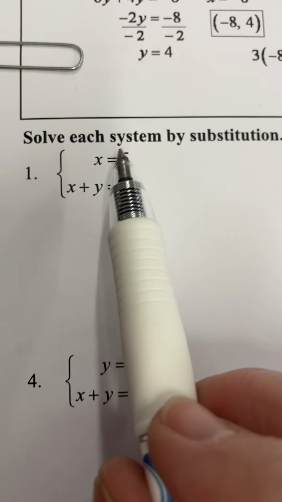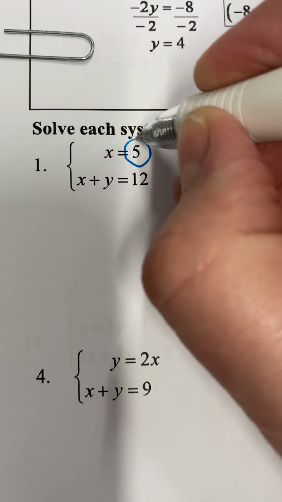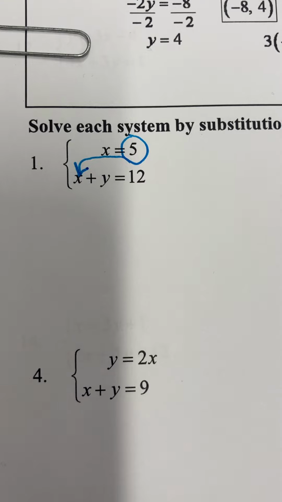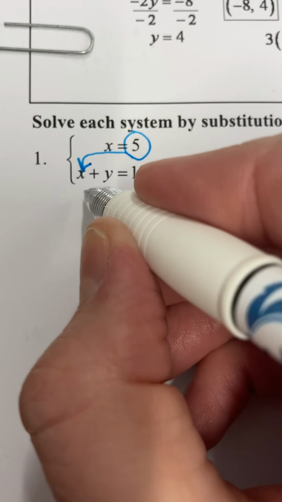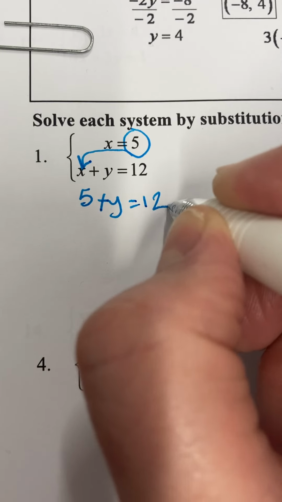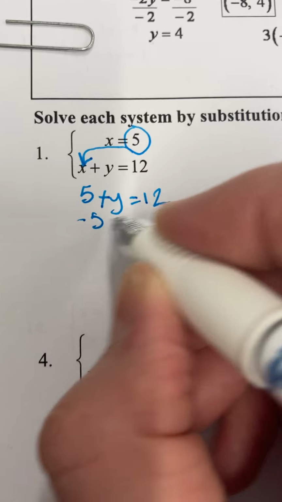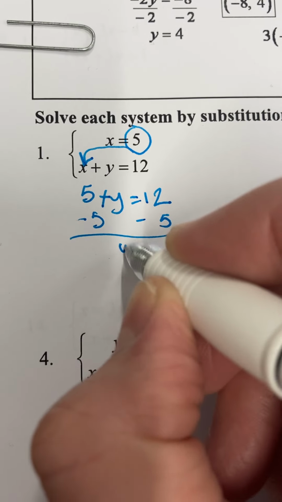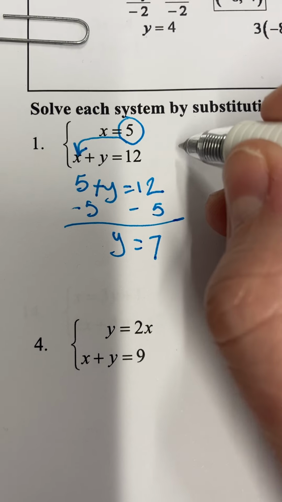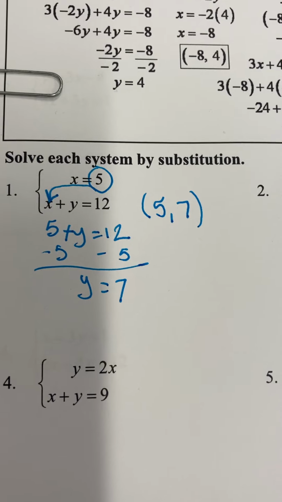All right, so step one, do we have a letter by itself? Yes, we do. X is all alone, so I circle this 5, and I say, well, 5 goes into the x in the other equation. So x disappears, 5 comes in. So I'm going to rewrite this as 5 plus y is equal to 12. And then I'm going to solve for y, so I do that by subtracting a 5, subtract a 5, and you get y to equal 7. Well, if y is 7, x is 5, you're done with your answer. Okay, that was a pretty simple one.